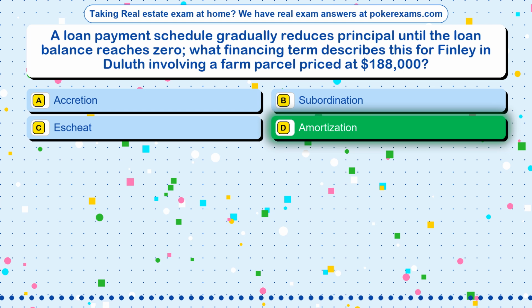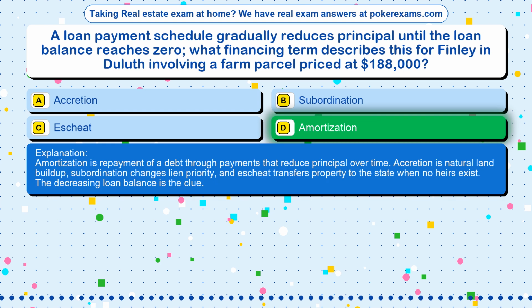The correct answer is option D, amortization. Amortization is repayment of a debt through payments that reduce principal over time. Accretion is natural land buildup, subordination changes lien priority, and escheat transfers property to the state when no heirs exist. The decreasing loan balance is the clue.